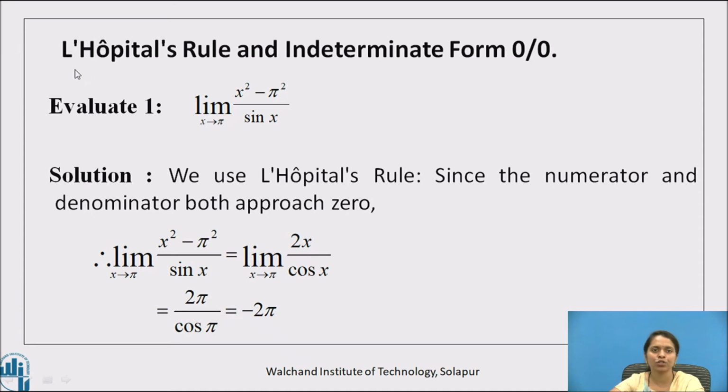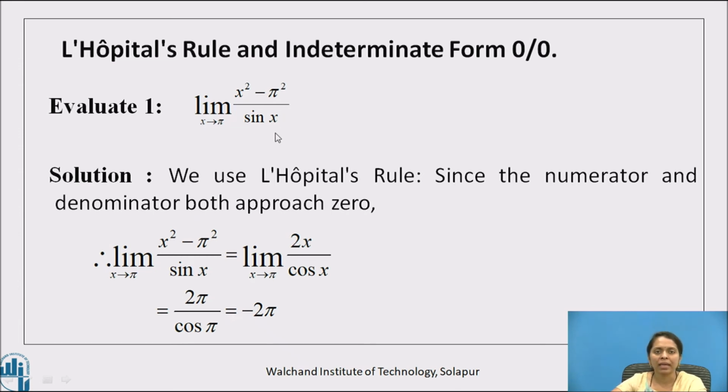Now, let us see the application of L'Hospital's rule at indeterminate form 0 by 0. Example number 1. Evaluate limit x tends to pi, numerator x square minus pi square, whole divided by sin x. Solution. We use L'Hospital's rule since the numerator and denominator both approach 0. If you substitute x equal to pi in numerator, it is pi square minus pi square, that goes to 0, and sin pi is also 0. Hence, this is of the form 0 by 0.